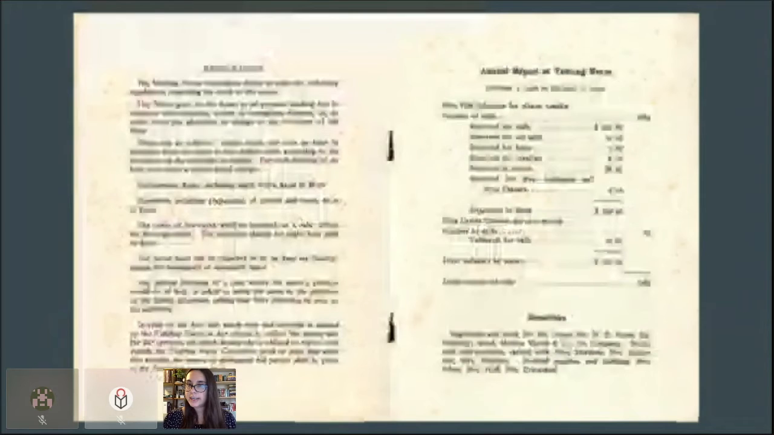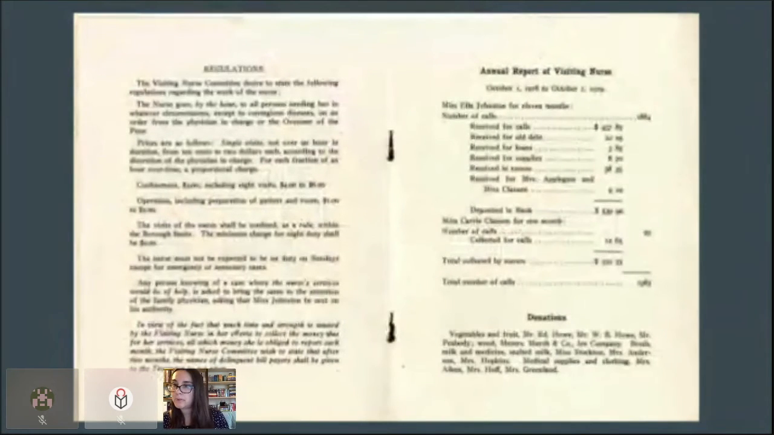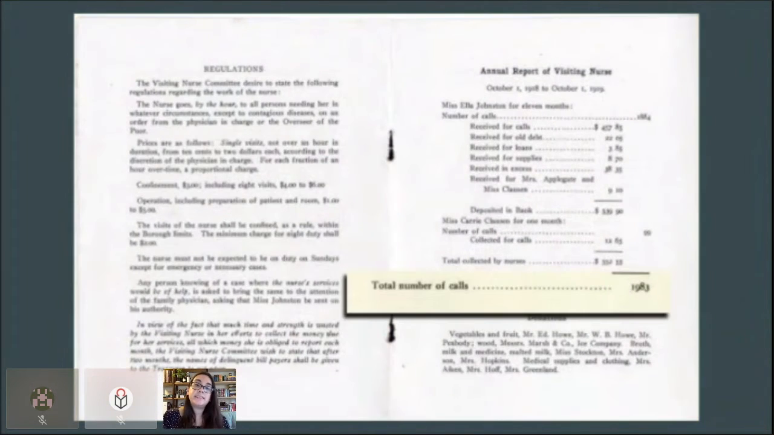And here's a look at the inside again. We have the regulations and the annual report of the visiting nurse. And you can see here that from October 1918 through October 1919, the Visiting Nurse Committee made a total of 1,983 calls, which is a huge increase from the 600 in their first year.